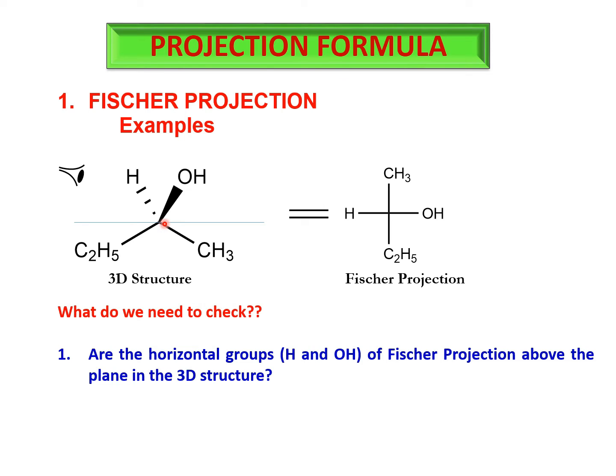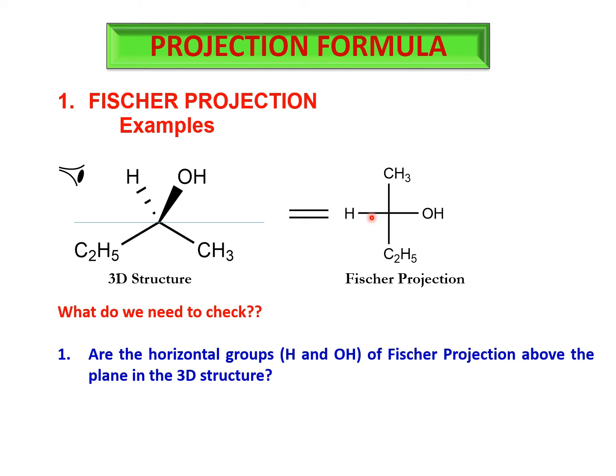Above the plane means with reference to you, with reference to the viewer. So you are standing here, your eye is above this line, this plane drawn here, and H and OH are also above this line. So they are closer to you, and anything close to the viewer or close to the eye means it is above the plane. So in the 3D structure, this H and OH were closer to the eye, meaning above the plane, and the same is the case here. H and OH are drawn on the horizontal axis, and that means that they are above the plane.